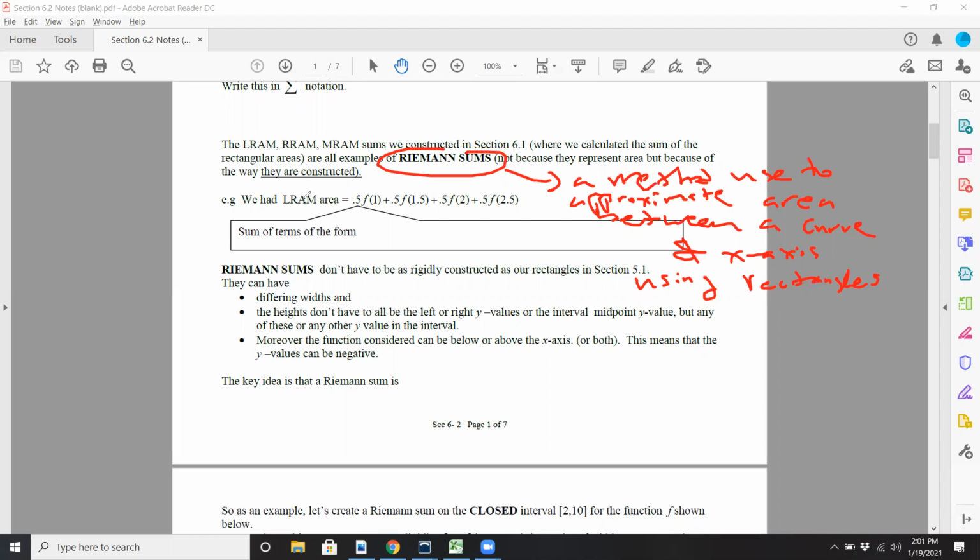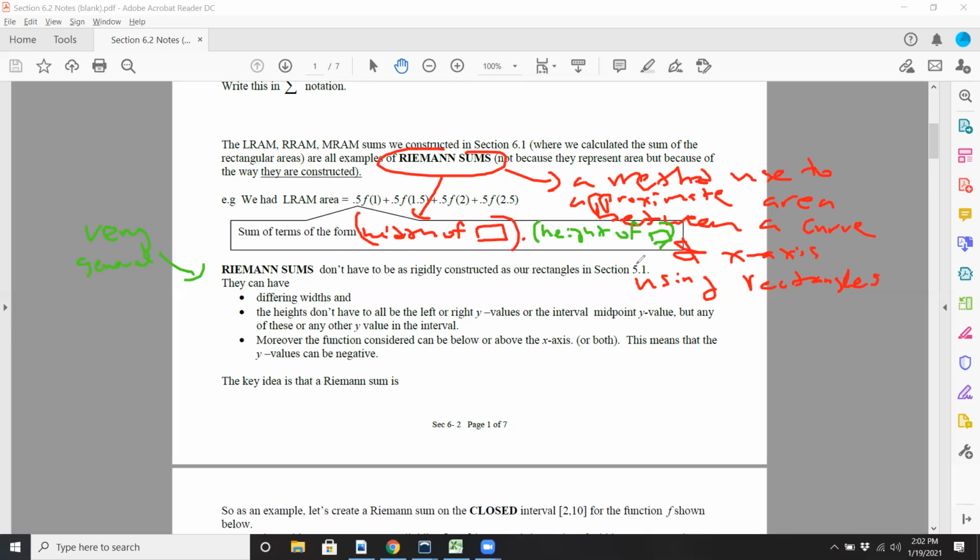And of course, like we had an LRAM area. So a Riemann sum essentially involves these 2 things: the width of a rectangle times the height of each rectangle. And you sum them all up. So you have a bunch of rectangles that you're finding the areas of, and you're summing them up. Now, Riemann sums is very general. It's a very general kind of categorization for finding the area. So they don't have to be as rigidly constructed as they were in the last section.